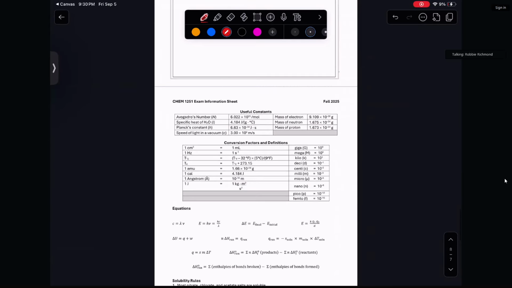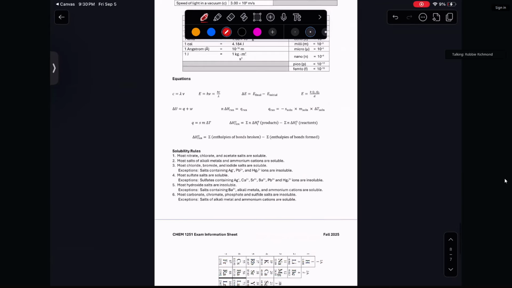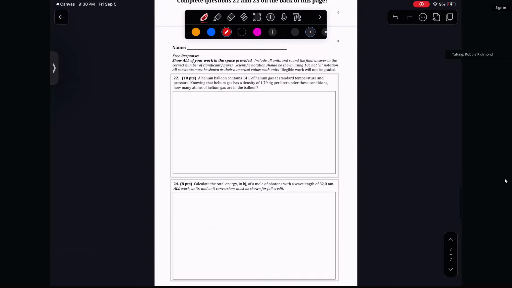You'll always be given an exam information sheet, you'll be given a periodic table, and you'll have to use a scientific calculator. If you have a graphing calculator like a TI-84, you cannot use it, unfortunately. So please make sure you have the right calculator, because if you don't have a calculator for this exam, it's not going to be a fun time for you.